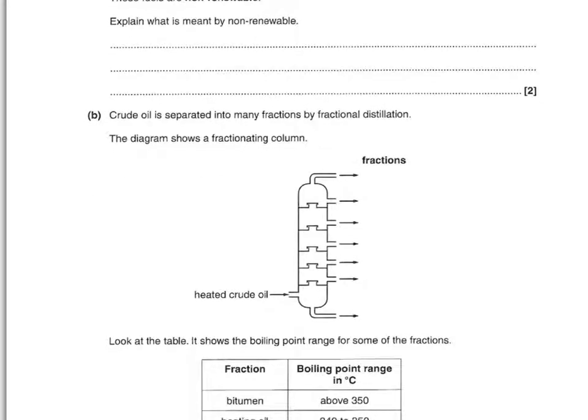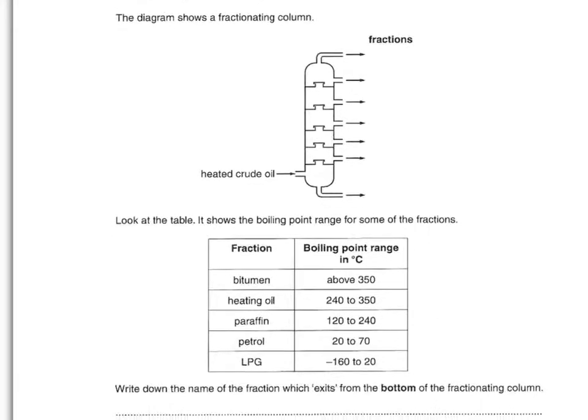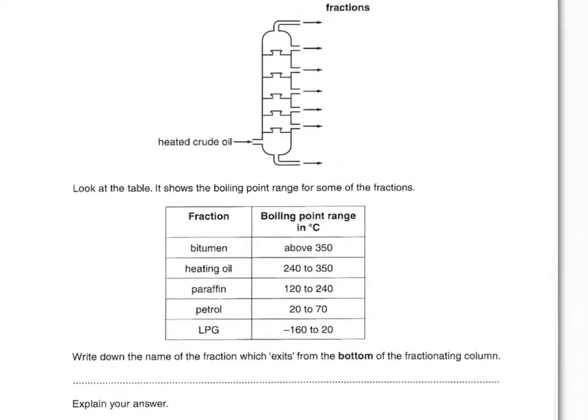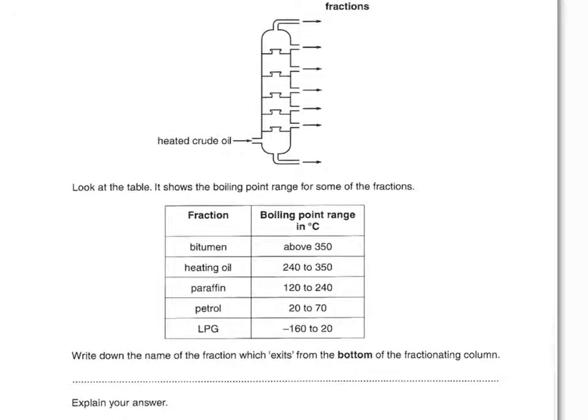Crude oil is separated into main fractions by fractional distillation. The diagram shows a fractionating column. There it is. It says, look at the table, it shows the boiling point range of the fractions. Write the name of the fraction which exits the bottom of the fractionating column. Now to remember this, you can remember that in a fractionating column, it's hot at the bottom and cold at the top. So the fact it's hot at the bottom means that the one with the highest boiling point is going to come off at the bottom, which is bitumen. So the answer to this is bitumen.